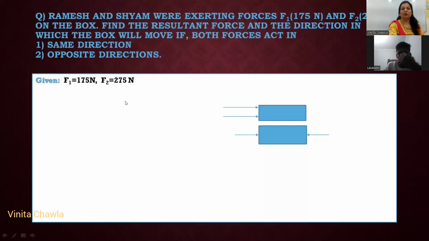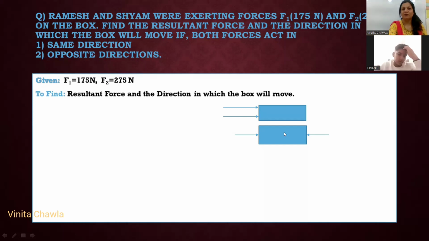So in the first case, both the forces are acting in the same direction, while in the second case, these forces are acting in the opposite direction, right? Yes. We have to find the resulting force and the direction in which the box will move.